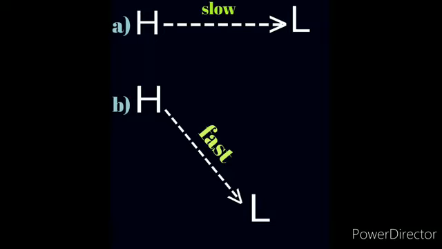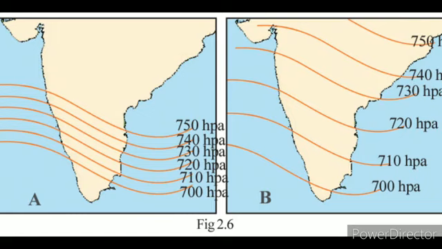Watch the picture again and turn to the next picture, A and B. In picture A, isobars are very near, which means steepness is higher, and in this situation the wind will be faster. And what about B?